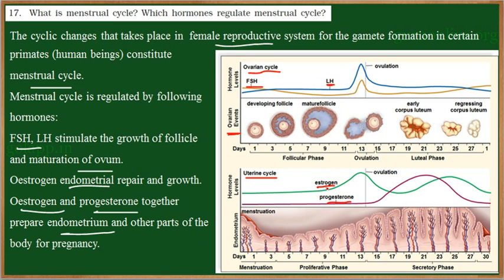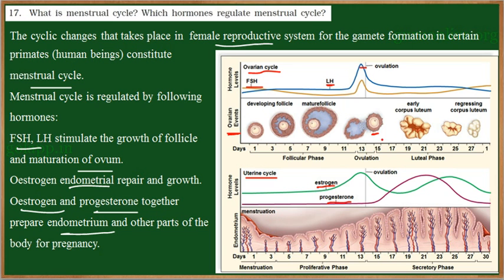Now estrogen acts upon the endometrium of the uterus and causes the endometrium to increase in size and become more vascular. This layer is the endometrium. We can see the thickness of the endometrium is increasing. On day 14, the concentration of LH is at its peak. This causes ovulation. The follicle ruptures and the oocyte is released.